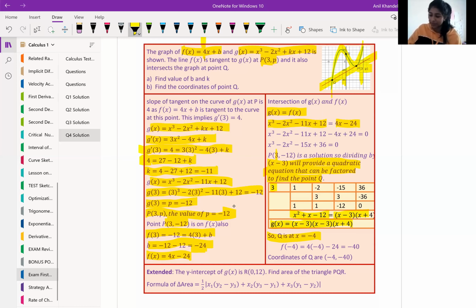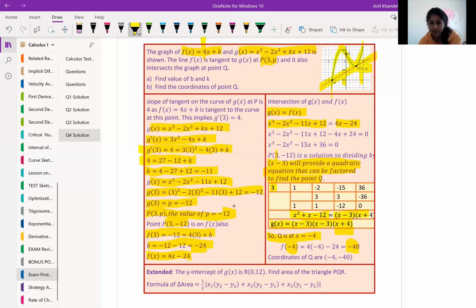So obviously we got x equals minus 4 and x equals 3, but 3 is already given, so it's not going to be the other one. So x equals minus 4, and we got that. To find the y value, you just sub in minus 4 into g of x. Yes. And we just do minus 4 cubed, minus 2 times minus 4 squared, minus 11 times minus 4, plus 12, and you get y equals minus 40.